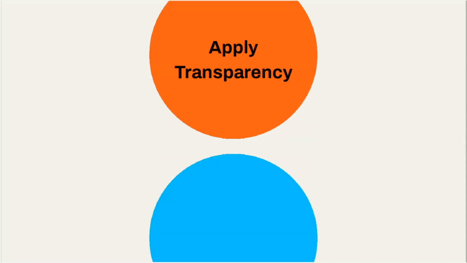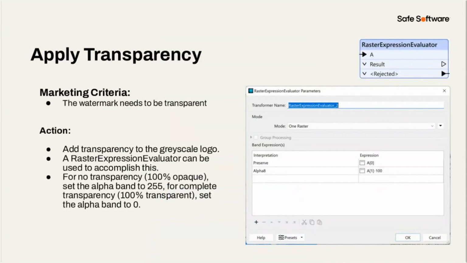So now that the image is in grayscale, we can apply transparency. But to understand transparency, we have to be familiar with the concept of an alpha band. So what is an alpha band? An image is usually made up of colors like red, green, and blue, and sometimes there's an extra layer called the alpha band. And this alpha band is what controls transparency.